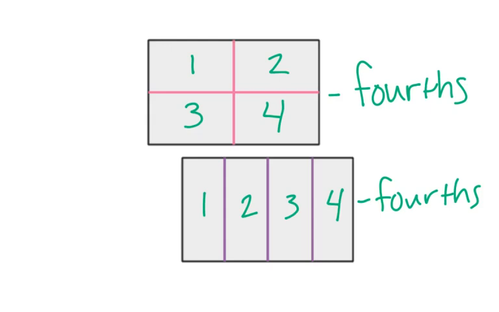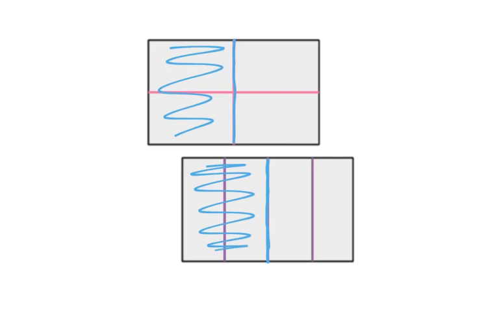Let's take a look at those pieces again. If this is your piece and this is my piece, are they the same? How could I show that they're the same? Well, let's take a look right here at this line that partitions that shape and right here. What do you notice? That they're both showing half. This would be half and this would be half, right?